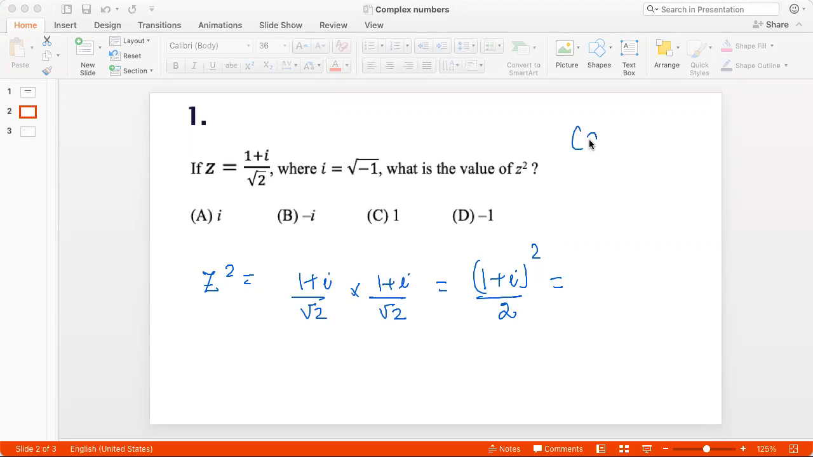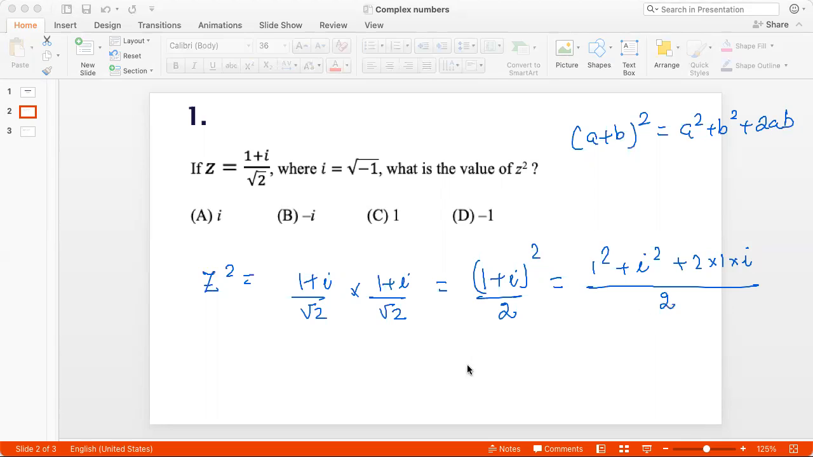And using the formula (a plus b) the whole squared is a squared plus b squared plus 2ab, we'll get 1 squared plus i squared plus 2 times 1 times i, this whole divided by 2. Now 1 squared is 1 and i squared is negative 1 since i is the square root of minus 1, plus 2i divided by 2. 1 and minus 1 go away, and 2i divided by 2 is simply i. And so the square of z is option A.